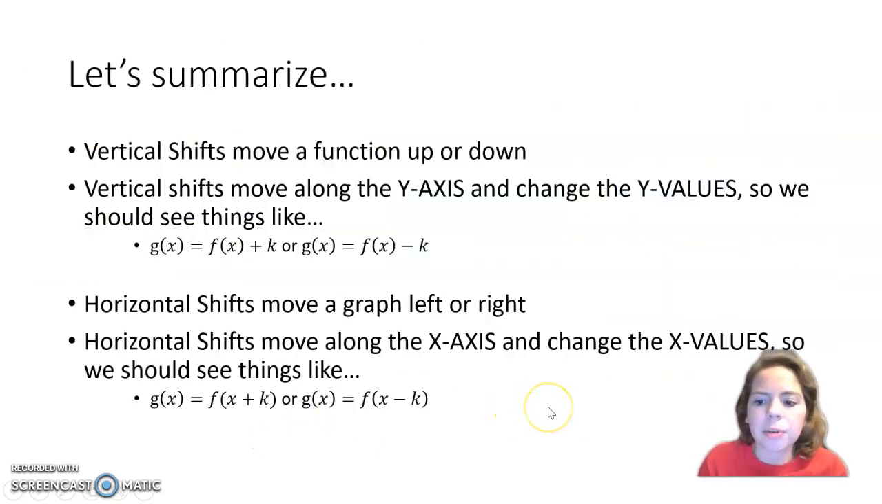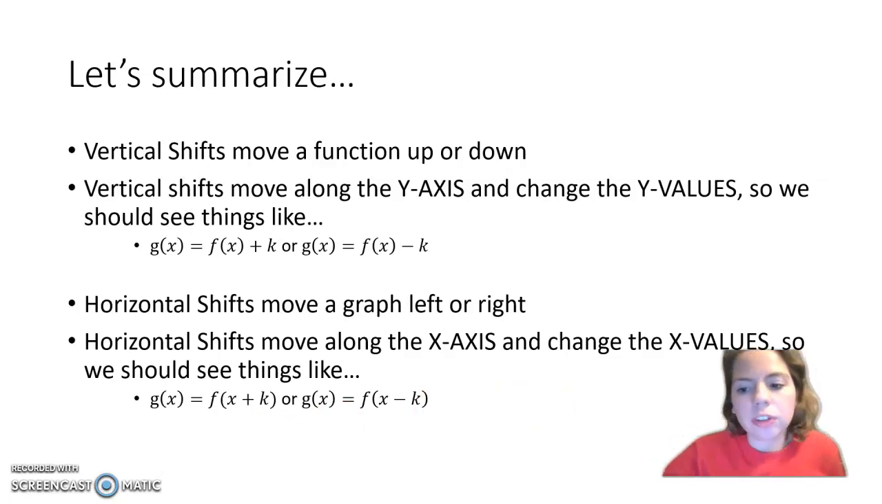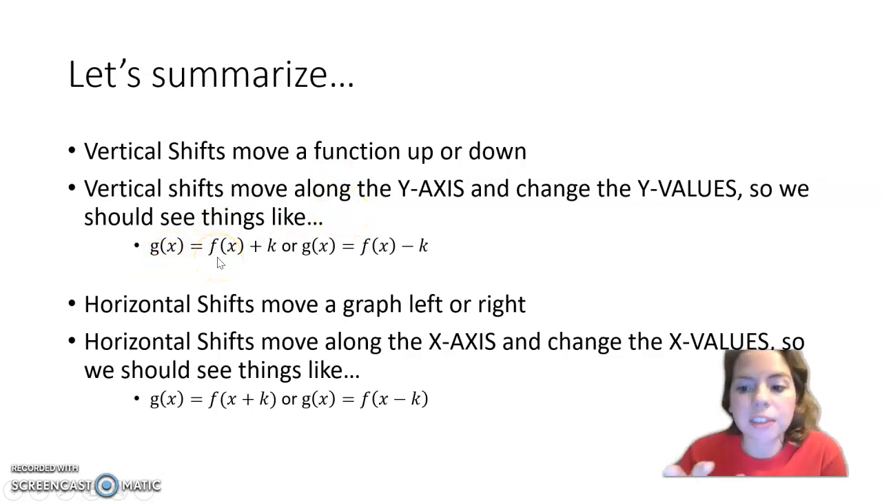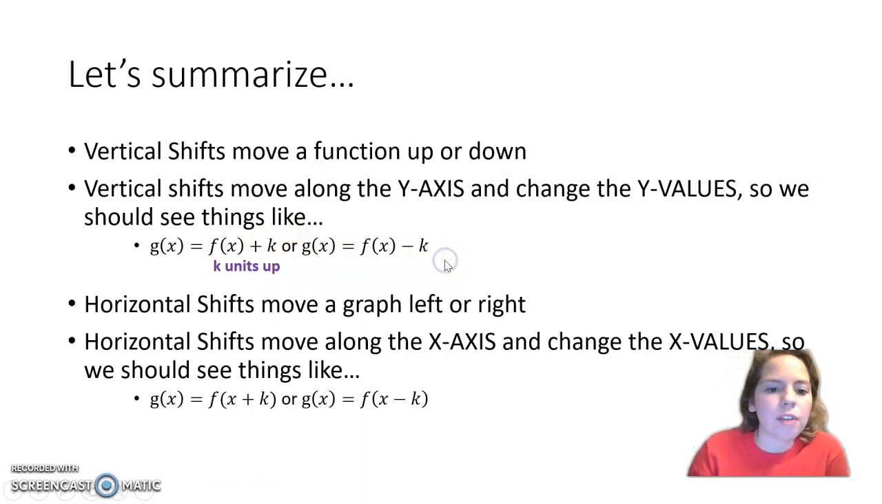And then just summarizing some of our key notes about shifts. So the vertical shifts, of course, are moving our function or our graph up or down. And because we're moving up or down, that affects the y values, it affects the y-axis. So when we see vertical shifts from equations, we should be seeing f of x plus k, or f of x minus k. And of course, if we have f of x plus k, that's going to shift us up. If we have f of x minus k, that shifts us down.